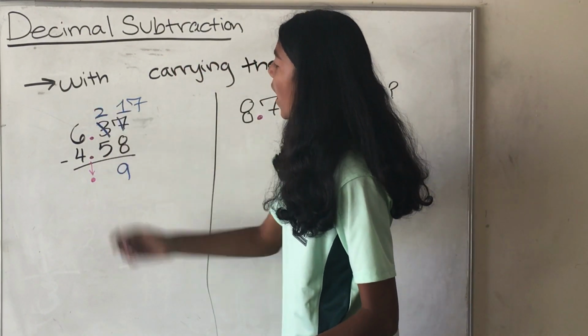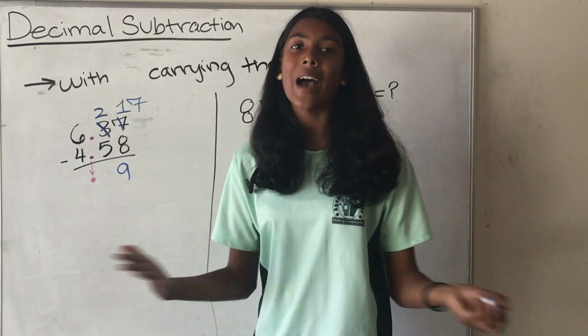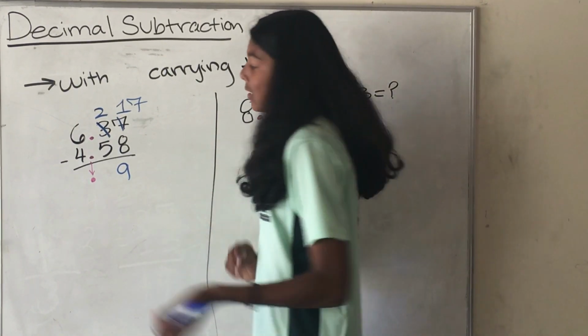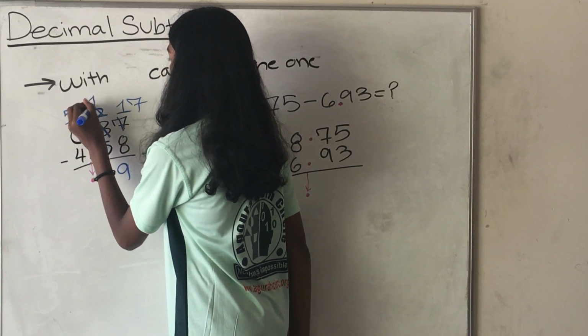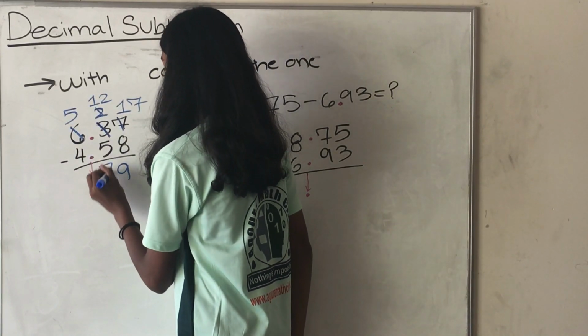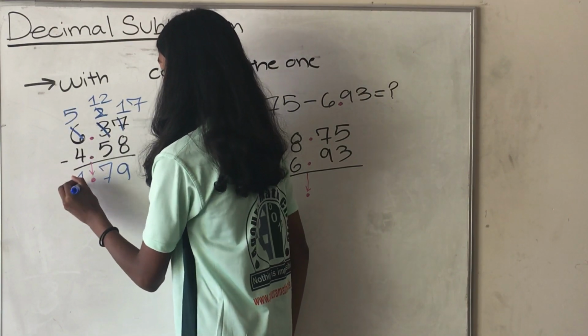Now 2 minus 5. 2 is less than 5, so we can't do that. So we're going to cross out this 6, make it a 5, and make this 2 a 12. 12 minus 5 is 7, and then 5 minus 4 is 1.